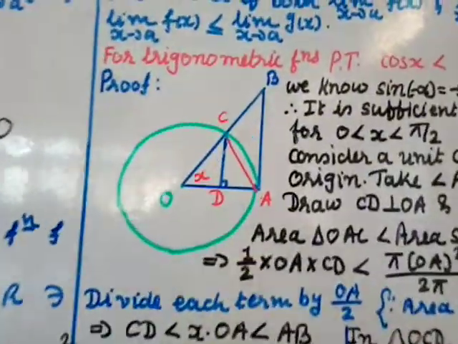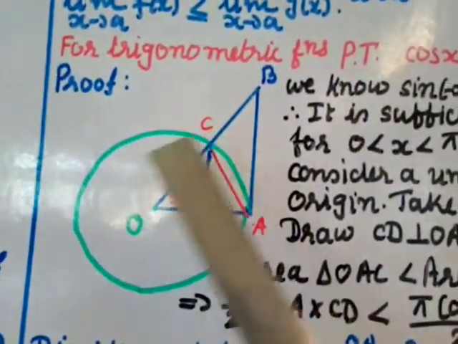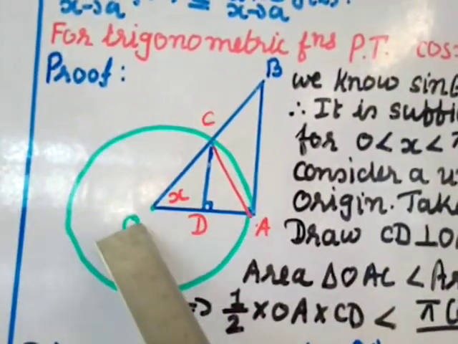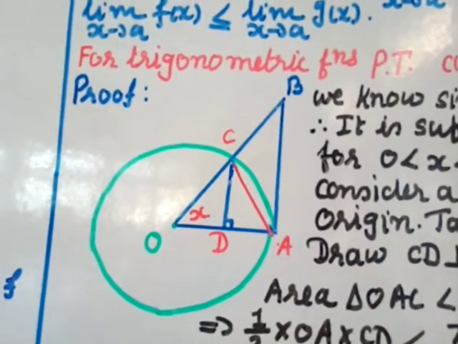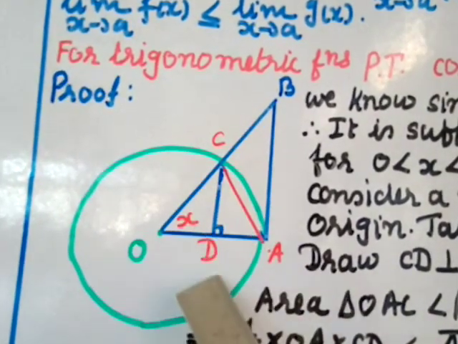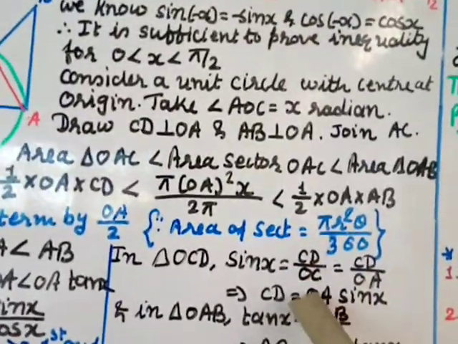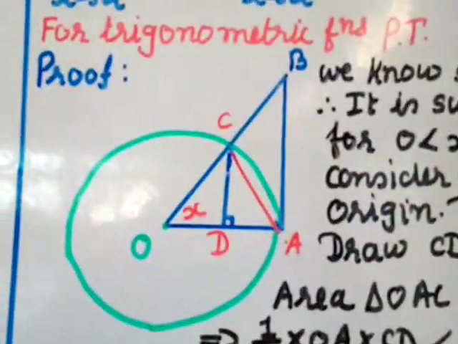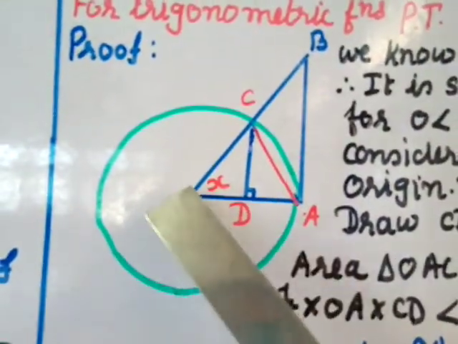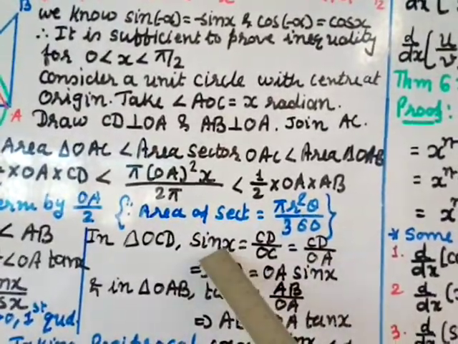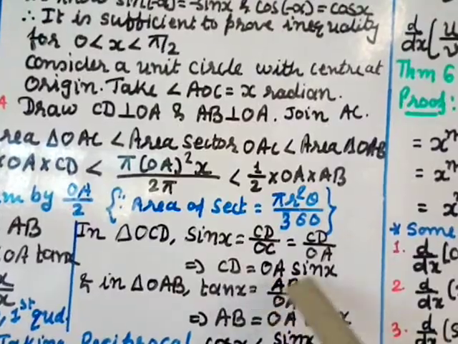Now in the right angle triangle OCD, apply sin x. So sin x is equal to opposite by hypotenuse, so opposite is CD and hypotenuse is OC. So you can write sin x equal to CD by OC. OC is equal to the radius, OC is also radius and OA also radius, so instead of OC you write OA, so I can write CD by OA. Now OA transferred over here, so you get CD value equal to OA sin x.